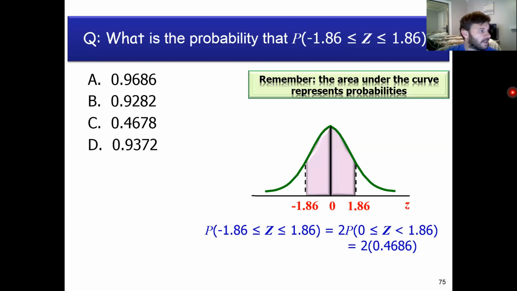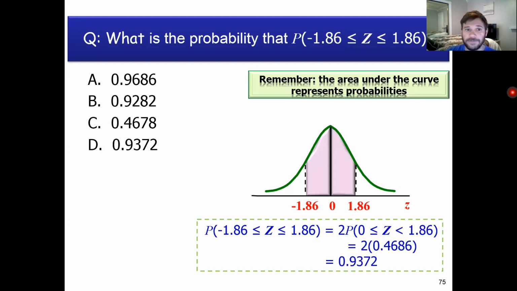And that gives us a value of 0.9372, which is choice D. Also note in some of these situations, you can utilize a little bit of what you know about your empirical rule to help get rid of some bad answer choices.